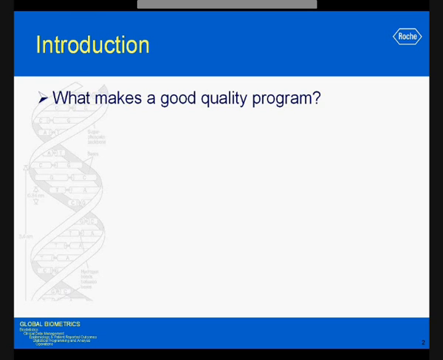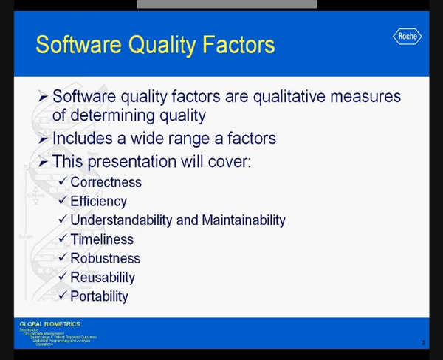And those programs that we have created, which we thought, that's a good program, what about that program made it good? Now, we try to collect quality metrics on these, but how do you create metrics relating to quality? Today I'm going to talk about software quality factors, which are qualitative measures of determining quality. It includes a wide range of factors, many of which won't be talked about today. However, this will cover quality factors such as correctness, efficiency, understandability and maintainability, timeliness, robustness, reusability and portability.